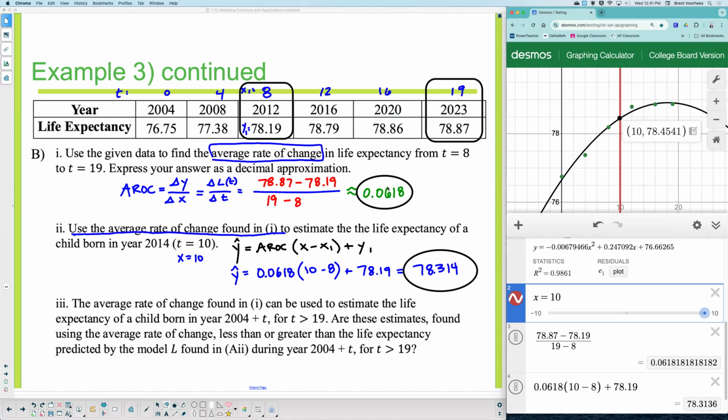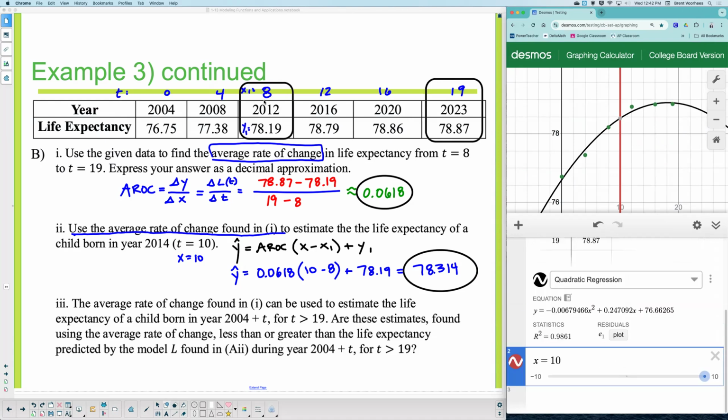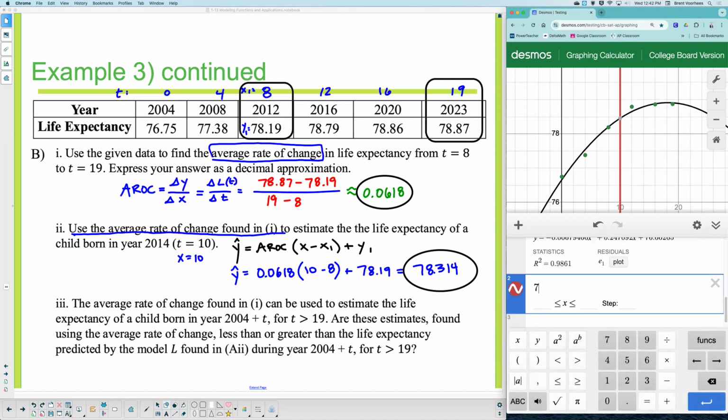Another way students have asked, can I do it this way? If I know it changes by this much, here's another way. Starting at year 8, how many years does it take to get to year 10? 2. What you could do is start with this amount. Let me delete some of this here. You could start with this amount, 78.19. If that's what it is in year 8, all you do is add the AROC twice.